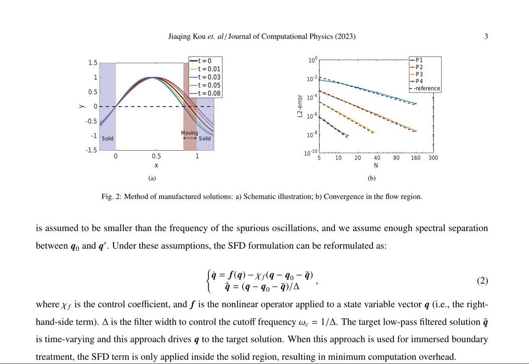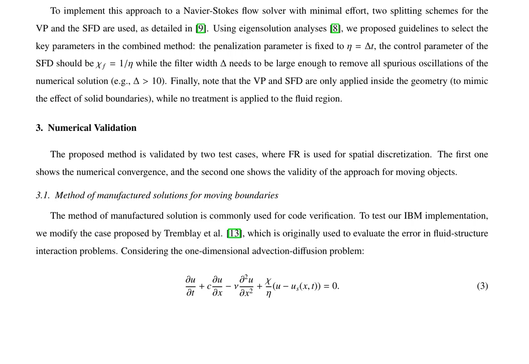The method is validated through two test cases using the flux reconstruction (FR) method for spatial discretization. The first test case employs the method of manufactured solutions for moving boundaries, which is a commonly used technique for code verification. The unidimensional advection-diffusion problem is considered, with a penalized solution U(x,t) and a mask function chi(x,t) that vary in space and time.